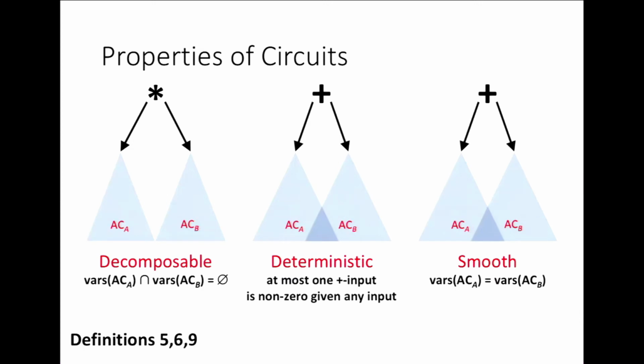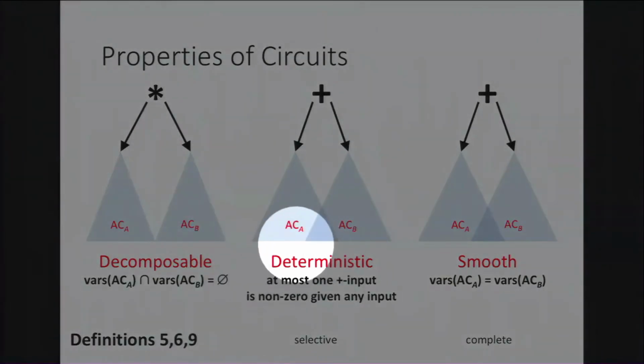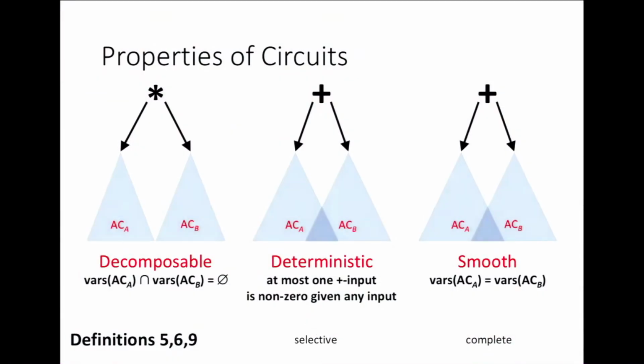Before I go to the next slide, let me just say, the property of determinism in the SPN literature was renamed into selectivity. So people will say selective SPNs, that means deterministic. Smoothness was renamed complete. So decomposable, deterministic, smooth, some people call decomposable, selective, and complete. So if you see those names in the SPN literature.